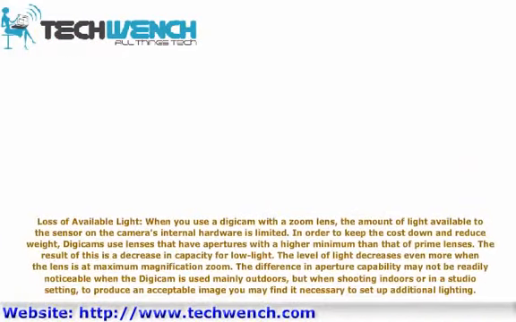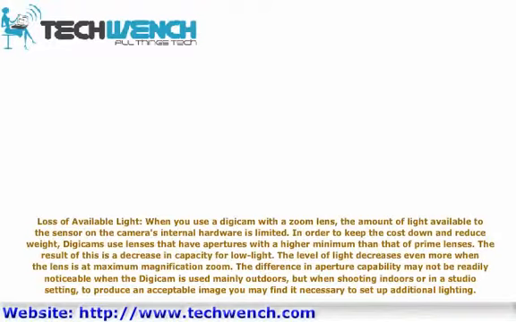Loss of available light. When you use a Digicam with a zoom lens, the amount of light available to the sensor on the camera's internal hardware is limited. In order to keep the cost down and reduce weight, Digicams use lenses that have apertures with a higher minimum than that of prime lenses. The result of this is a decrease in capacity for low light. The level of light decreases even more when the lens is at maximum magnification zoom.